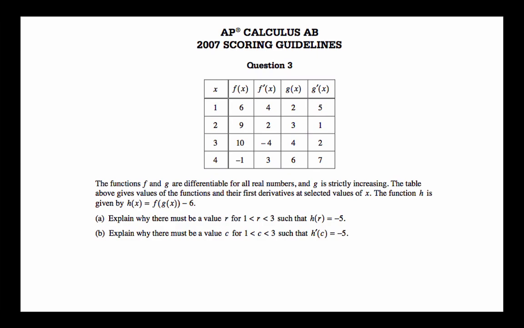This last one is an example from an AP calculus test of how they can use the intermediate value theorem. Now, we're not going to do all parts of this. We're just going to do part A, so you can just cross off part B.